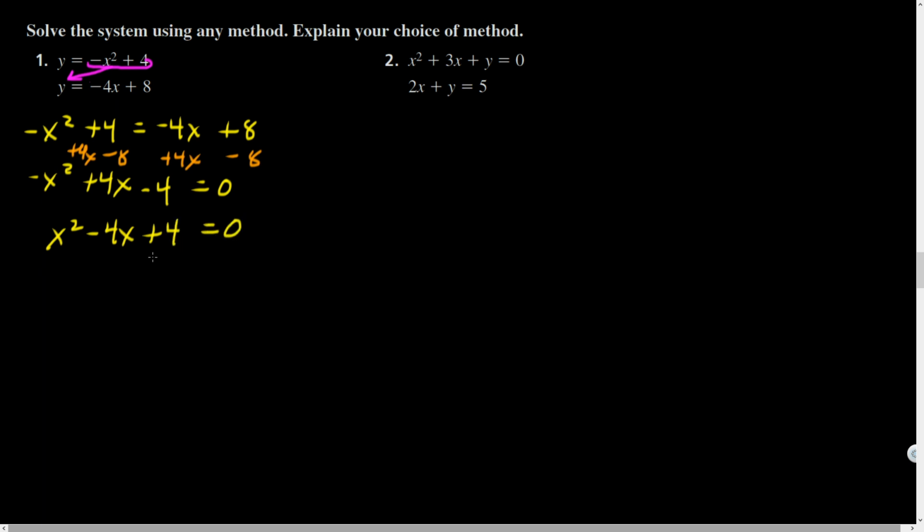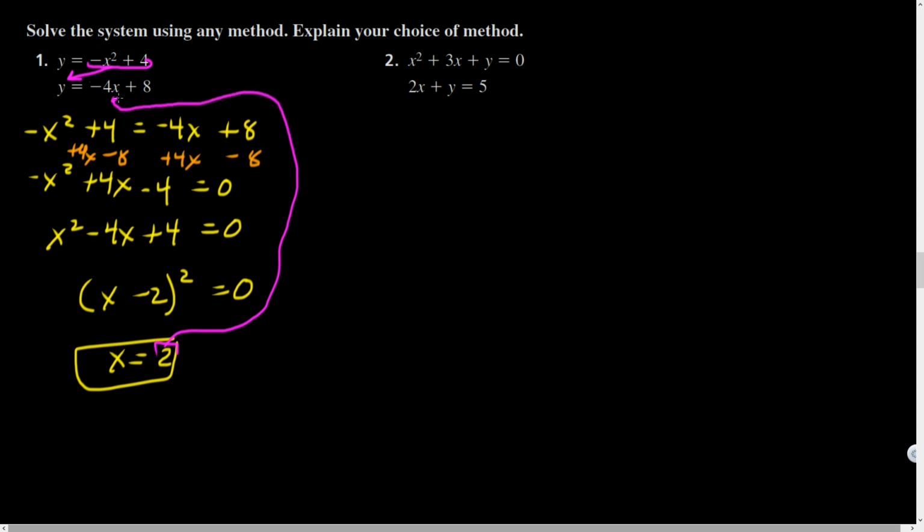And that, I believe, is factorable. That looks like x minus 2 all squared equals 0. And so you would have gotten x equals +2 when you set that equal to 0 and solve. And then in order to find y, you would just take this and plug it in. Looks like that's the easiest place. And so y equals -4 times x plus 8.